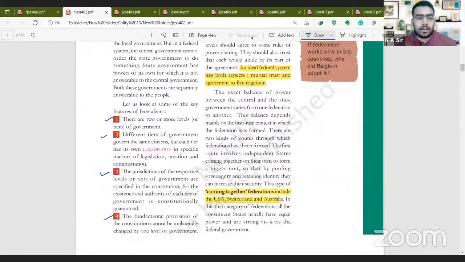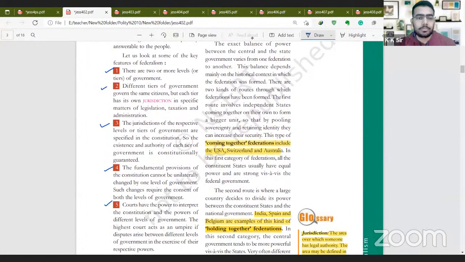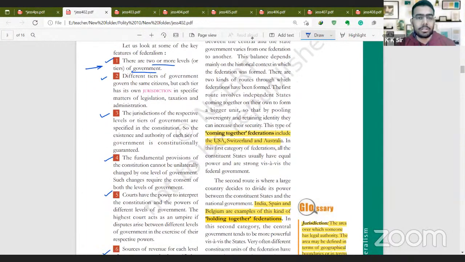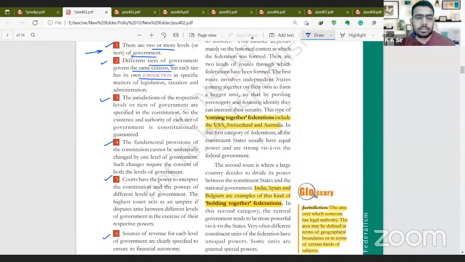Now, some of the features of federalism. There are 2 or more levels of government, different tiers of government, but different tiers of government govern the same citizen. They have their own jurisdictions. We have discussed this. Jurisdictions of respective levels.